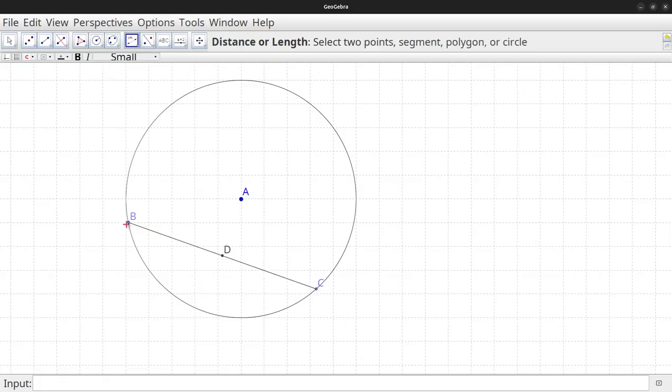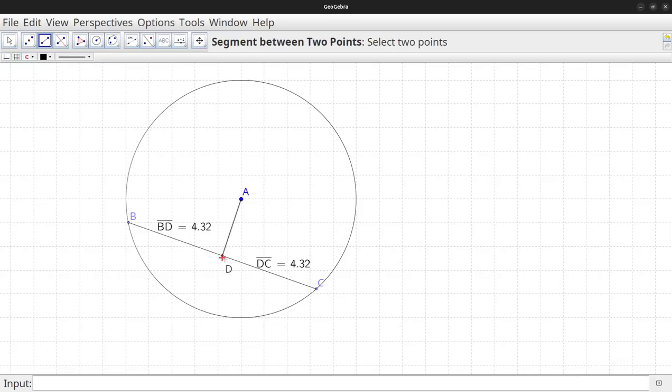Just to prove that that is actually the midpoint, let's measure its distance. Now we have the distance of both BD and DC. And then from there, let's draw a line from the center to the midpoint of chord BC. Just a reminder, a chord is a line whose endpoints are on the circumference of a cycle.